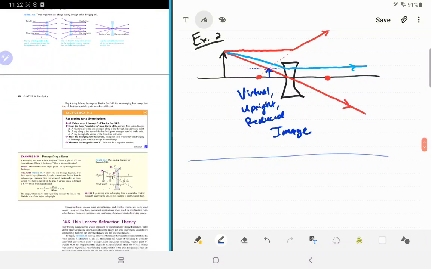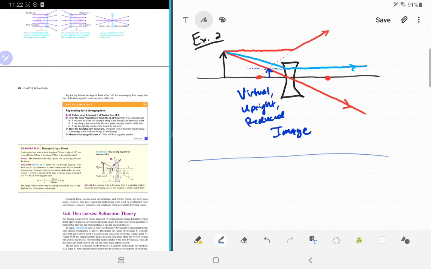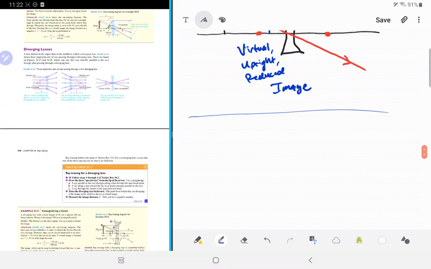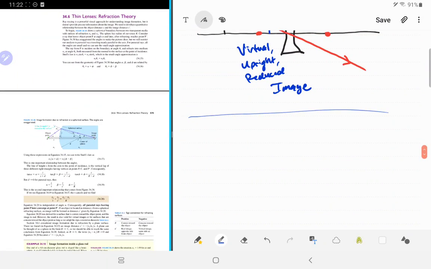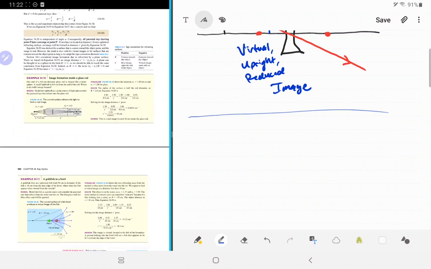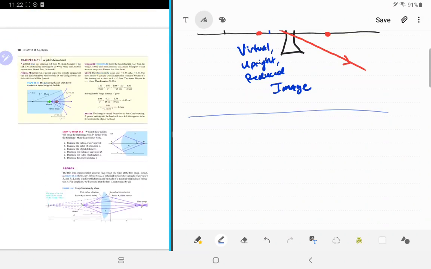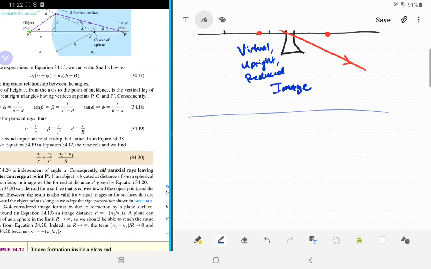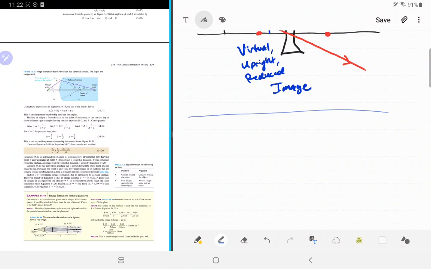Okay, so I want to say a few quantitative things here. Now, I'm going to come back to magnification. In section 34.6, they lead up to these main equations. So I'm going to gloss over. You don't need to know this stuff. Like this formula right here, 34.20, you can skip it.